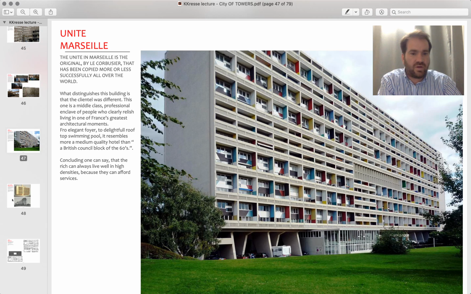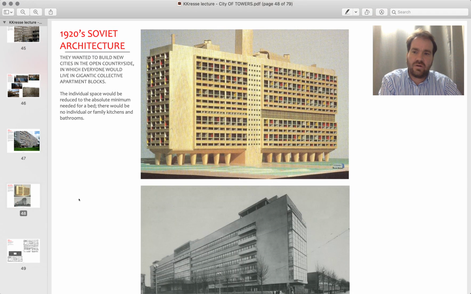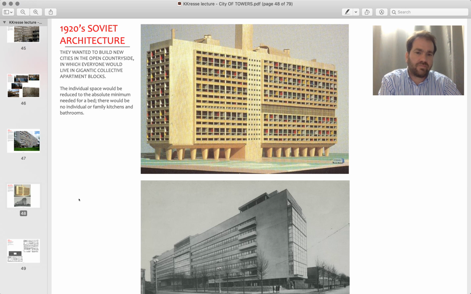So this idea went around the world and was also, yeah, bastardized, if you want. It's kind of interesting that it's been taken up in capitalist countries, but also in communist countries. Here's the idea of that giant block in the Soviet Union. It's quite similar to the idea of Le Corbusier, that giant building with all different kinds of functions in there.